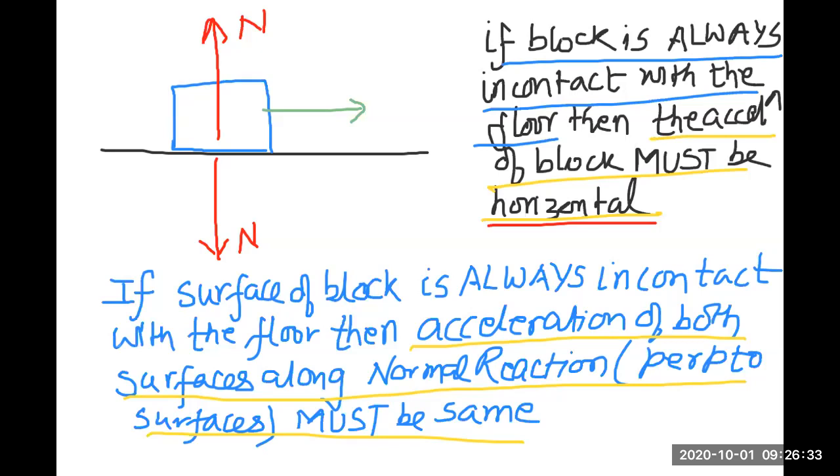So let's look at the floor. Okay? Let's look at the floor. So the statement says that if the floor and the block remain in contact with each other, that means that these 2 points remain in contact with each other. Right? मैंने 2 dots बनाए हैं वहाँ पे. अगर ये दोनों पॉइंट्स कांटेक्ट में रहेंगे हमेशा, तो इन दोनों पॉइंट्स का एक्सेलरेशन इस डायरेक्शन में हमेशा सेम रहेगा.